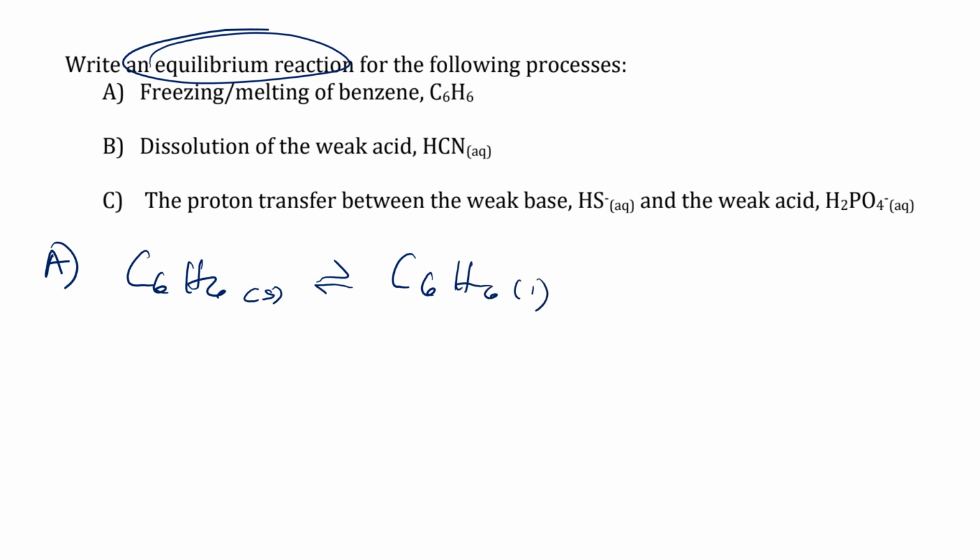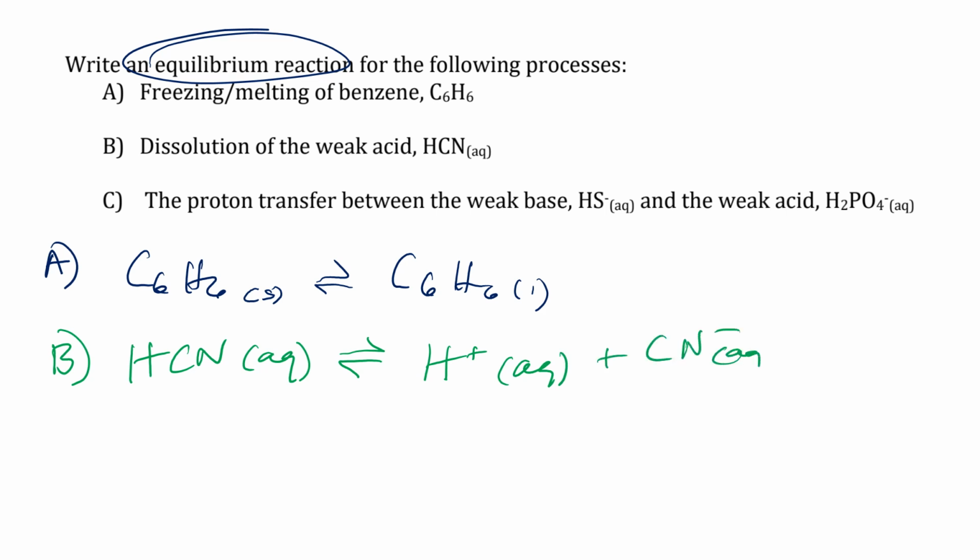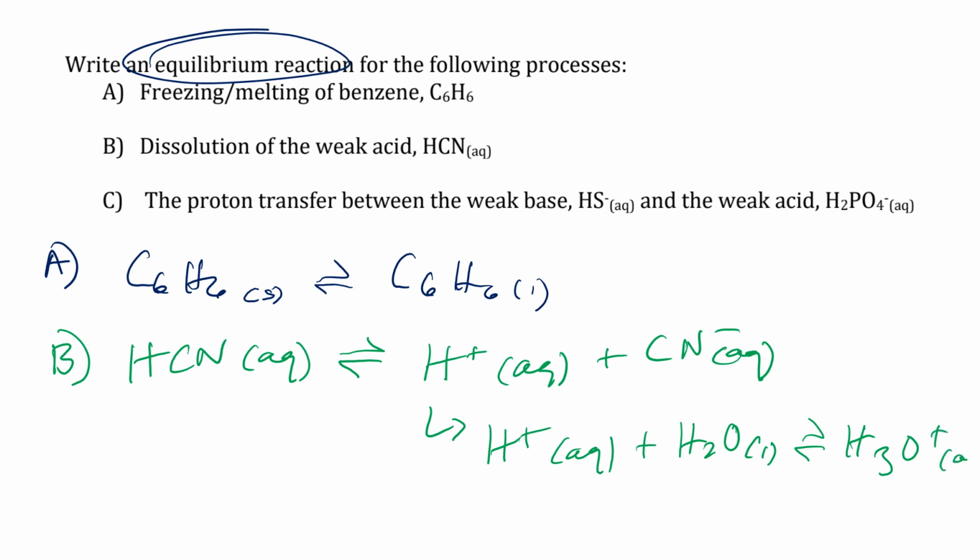Letter B, dissolution of the weak acid HCN, aqueous. So you have your hydrogen and cyanide ions. Back and forth, in my equilibrium reaction, you're going to form the hydrogen ions and then the cyanide ions. The hydrogen ions, with water, actually undergo a reversible reaction too. So the hydrogen ions plus liquid water are going to produce hydronium ions, H3O+. You may see that at some point.